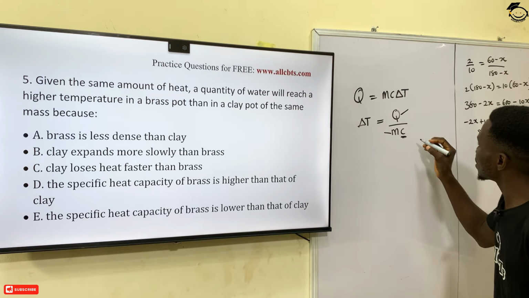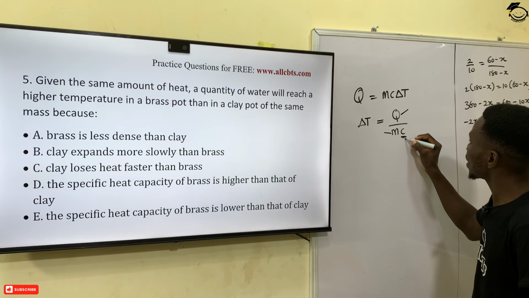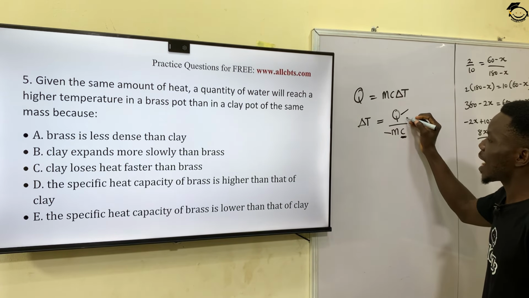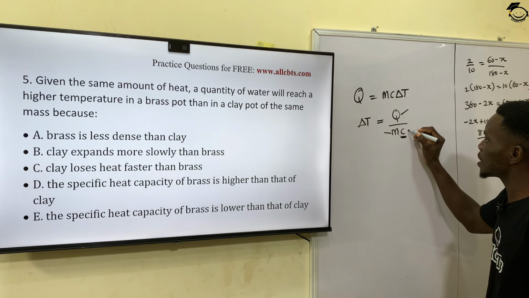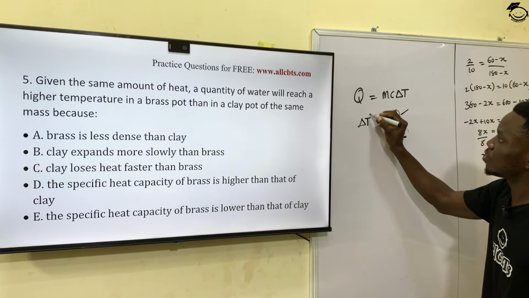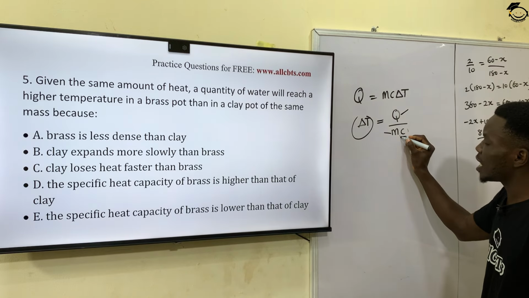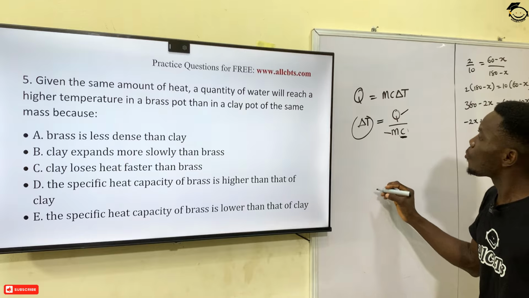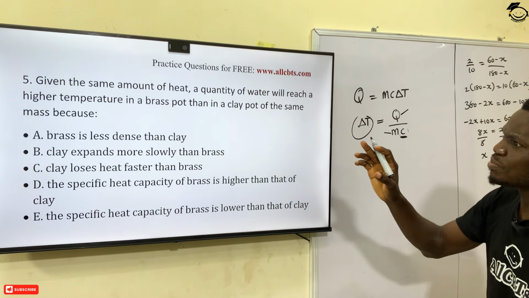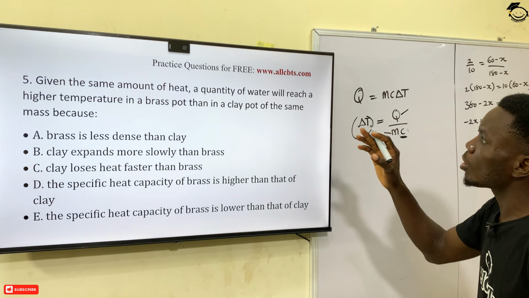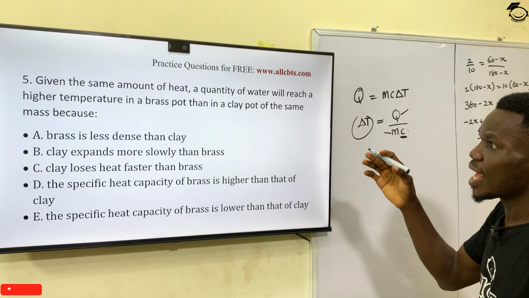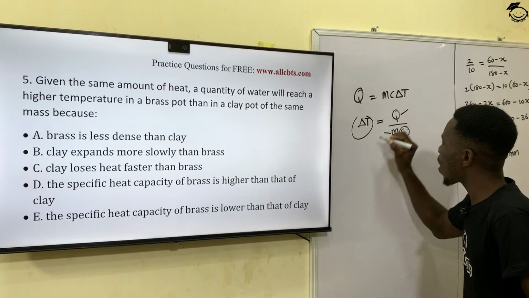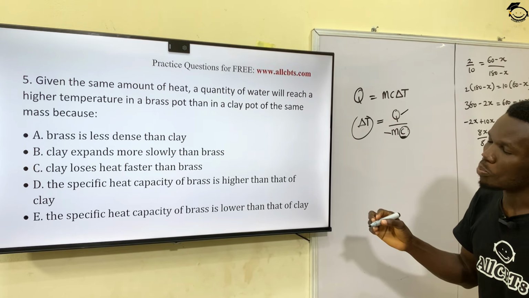So if, for example, this particular substance has a lower specific heat capacity, it means that we'll be having what? A higher temperature, because if I'm dividing with a lower specific heat capacity, my value at the end of the day will be higher. But if I'm dividing with a higher specific heat capacity, the value of the temperature will be lower. Which means that since the water in the brass is able to reach a higher temperature, my brass has what? A lower specific heat capacity compared to the clay pot.